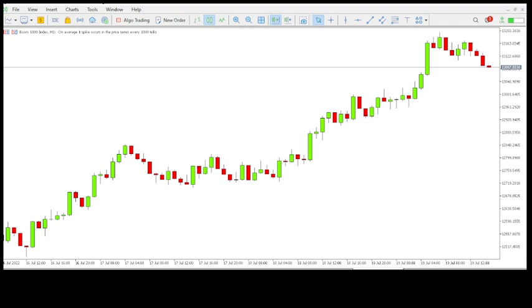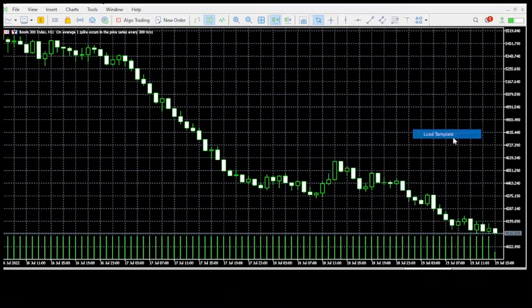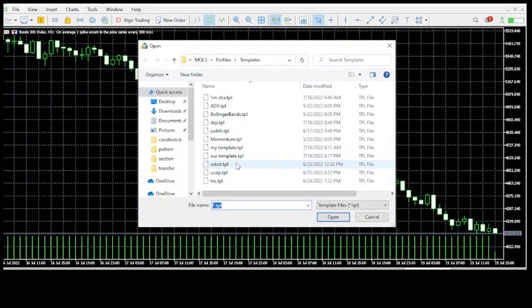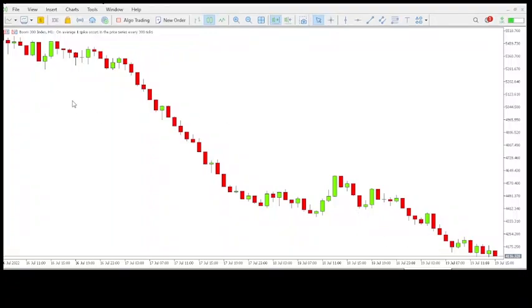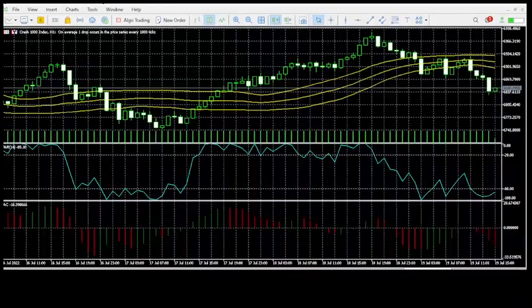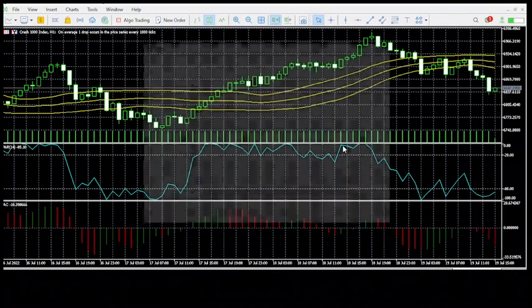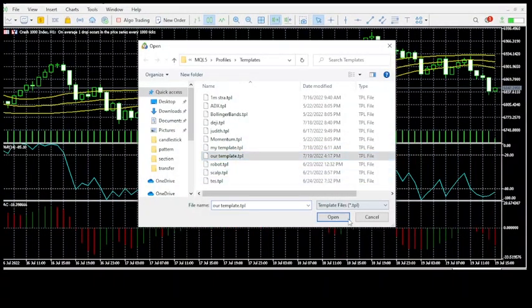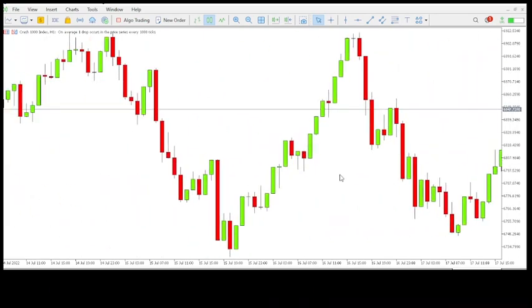Okay, so we go to Boom 300, right click again, go to templates, load templates, then click on our templates and open. Boom 300 is set up. Then Crash 1000, right click, go to templates, load templates, then our templates, open, and we are done. Okay, so we are done setting up our chart. Our chart is looking nice, all of them.